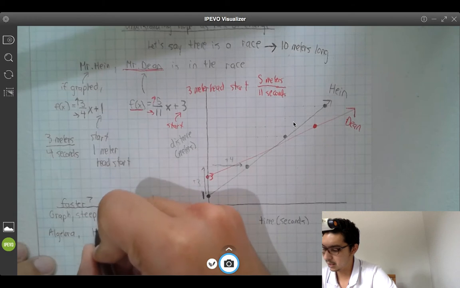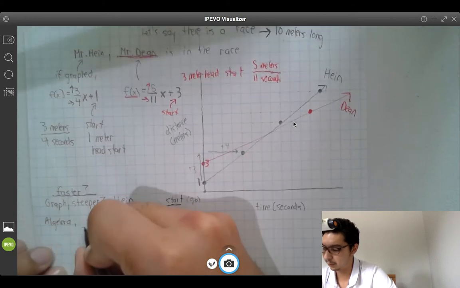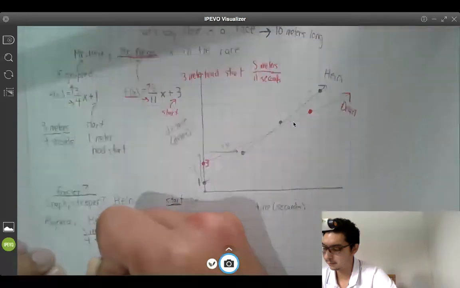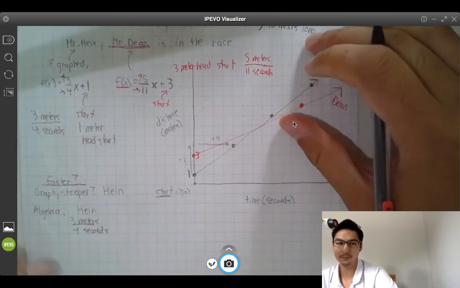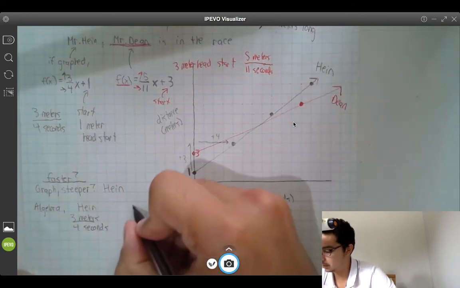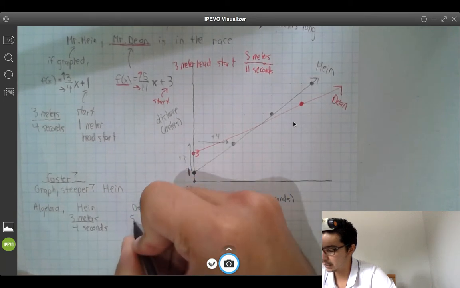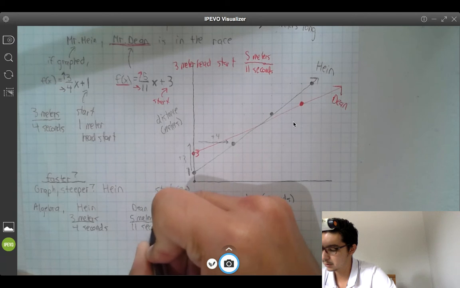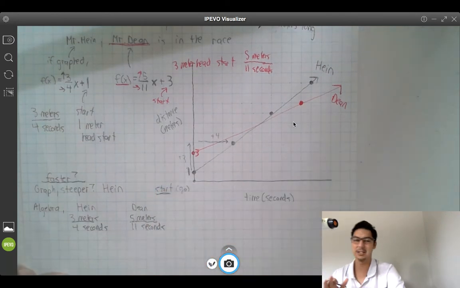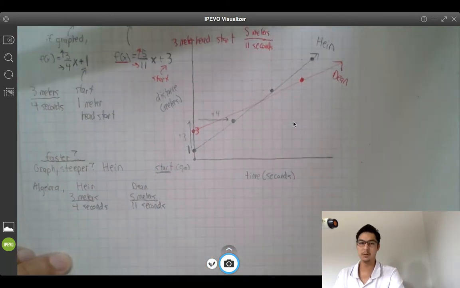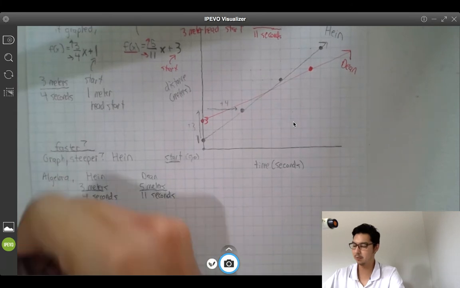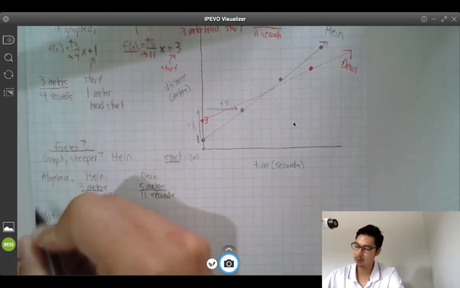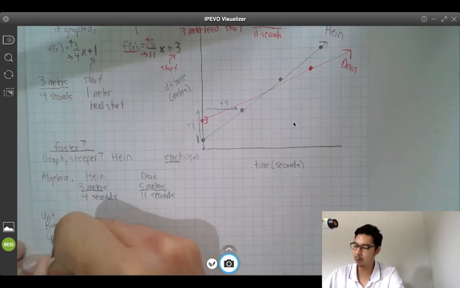Well, remember, I was going 3 meters every 4 seconds, and Dean was going 5 meters every 11 seconds. And that's kind of hard to see who's faster, but what we can do, and this is a big thing of this lesson, is you can get what's called a unit rate, which means per 1 second.